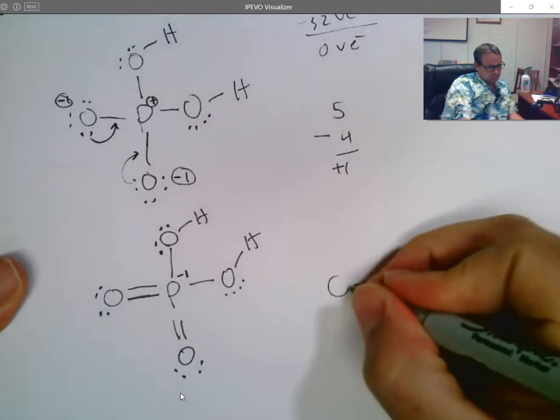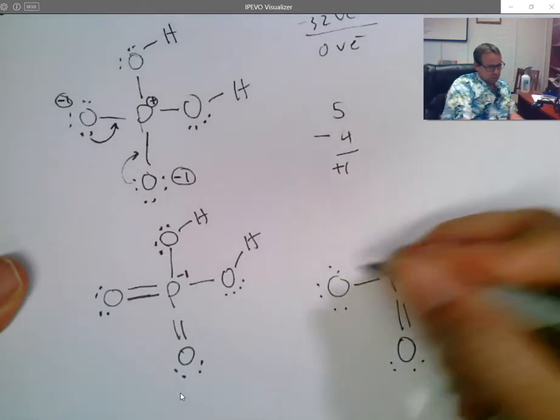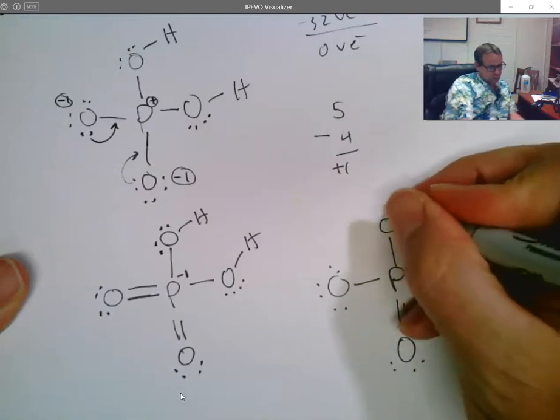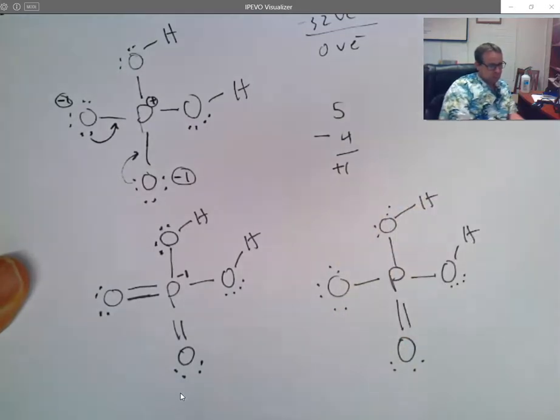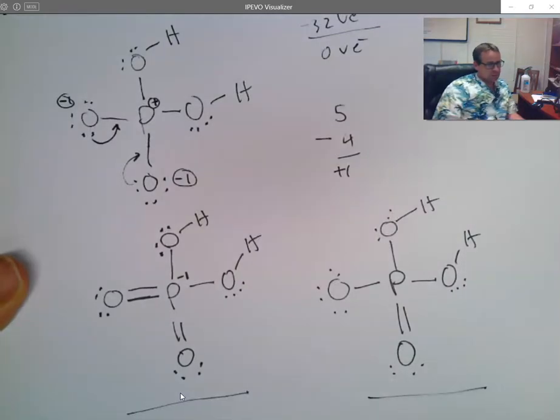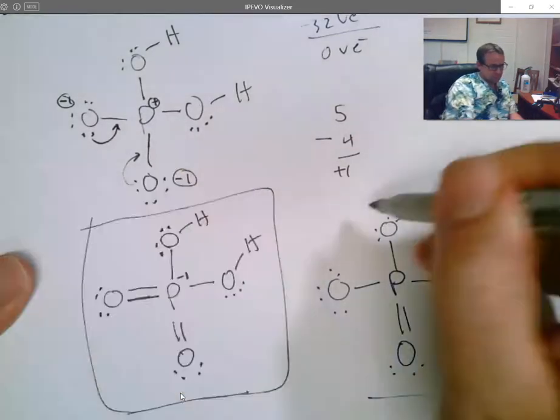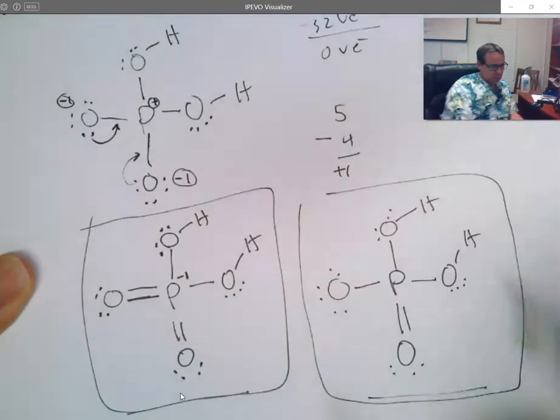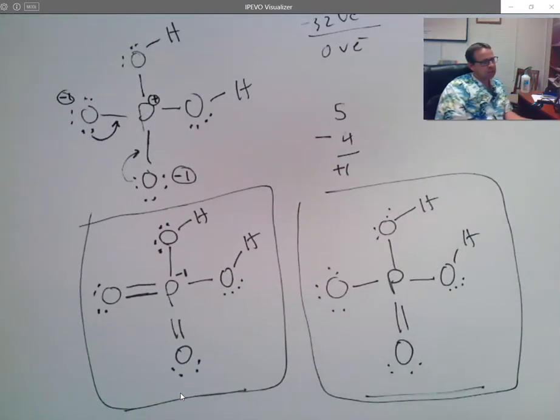Which of these two, negative charge on the oxygen or negative charge on the phosphorus, right? Which of these two is better for us? Anybody have any explanation for why one might be better than the other, or are they both feasible? Anybody can comment on that.